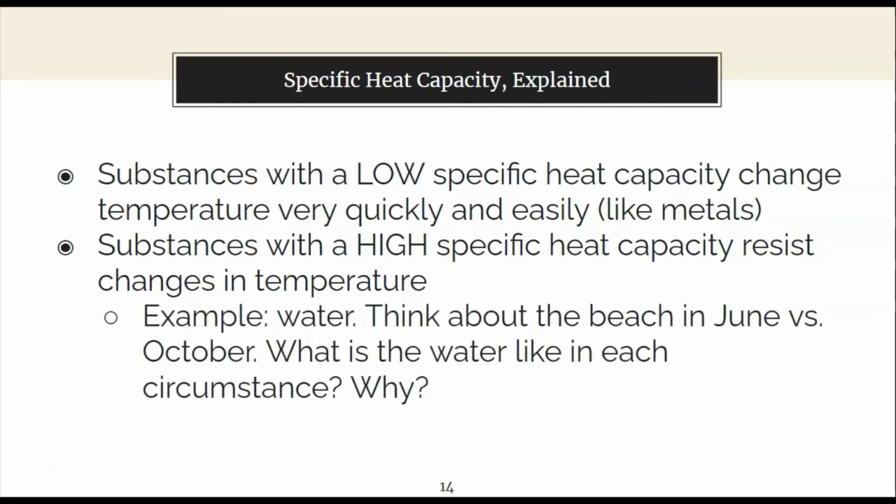You can also think about the beach in June versus October, okay? In June, even though it's hot outside, the water in the ocean is still really cold because it hasn't had time to heat up yet. So even though the sand might be hot and the air might be hot, those change temperature easily, the water takes a long time to heat up. If you go to the beach in September or October, the water is actually warmer, even though it's colder outside, because it's been heating all summer long.